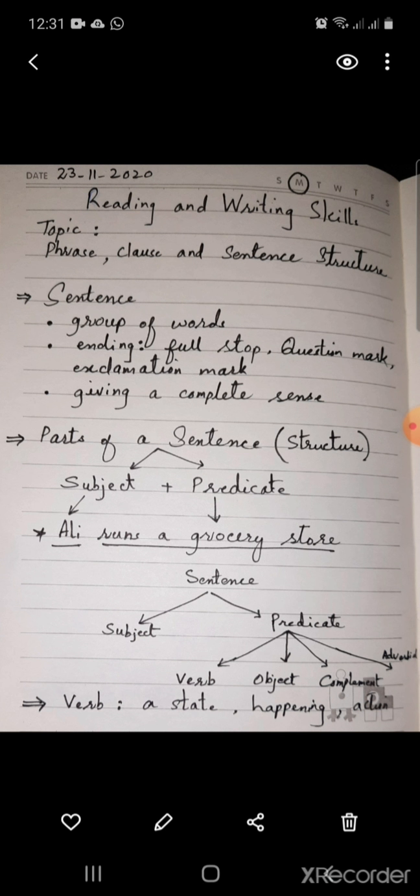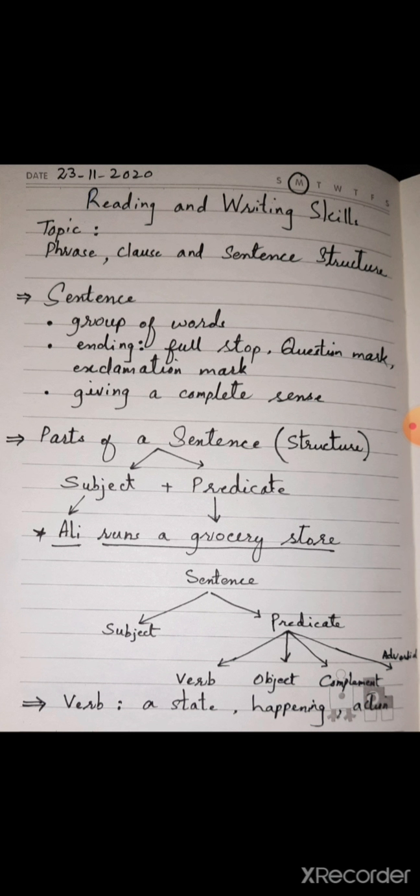So in the sentence, Ali runs a grocery store, Ali is the subject because we are going to give information about Ali. That is the actual focus of our talk, the actual focus of our message. And the message about Ali, that he runs a grocery store, is the predicate. So underlined Ali is the subject and underlined runs a grocery store is the predicate.